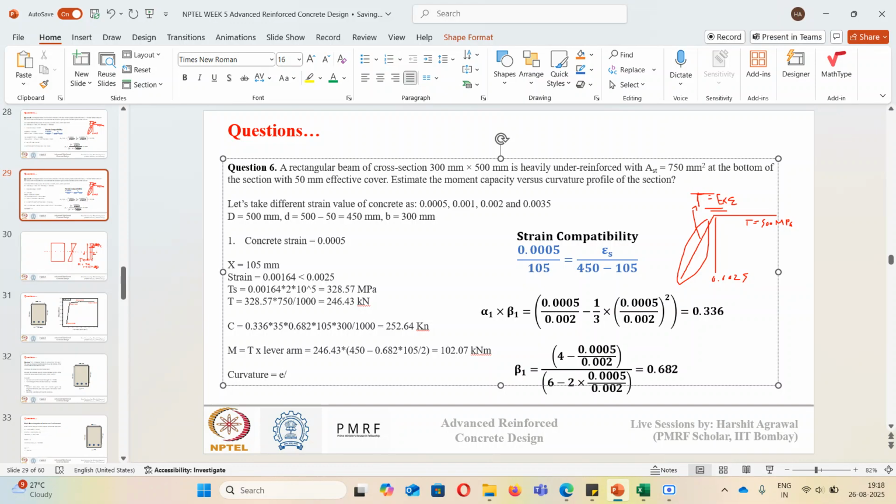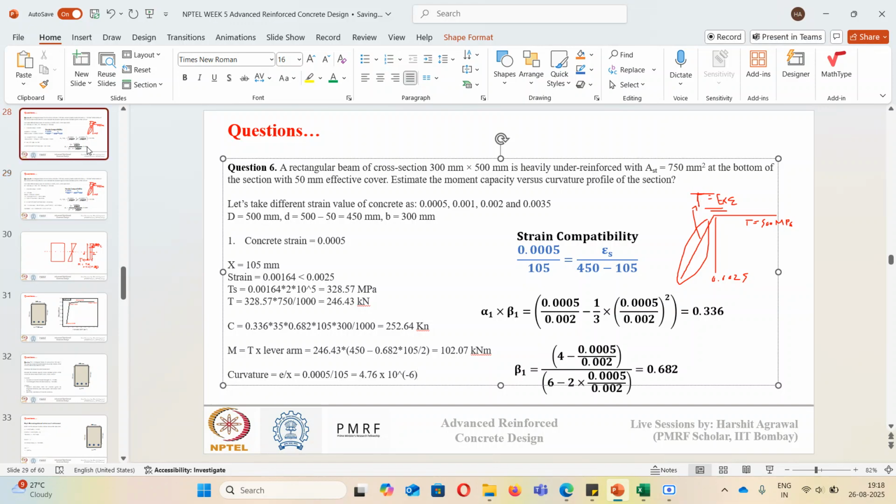And curvature is nothing but strain upon the distance from neutral axis. Suppose I am taking curvature at the bottommost fiber, then the distance will become the neutral axis depth. So it is 0.0005 upon 105. This value will come out to be 4.76 into 10 to the power minus 6. So this is how we do the calculation.